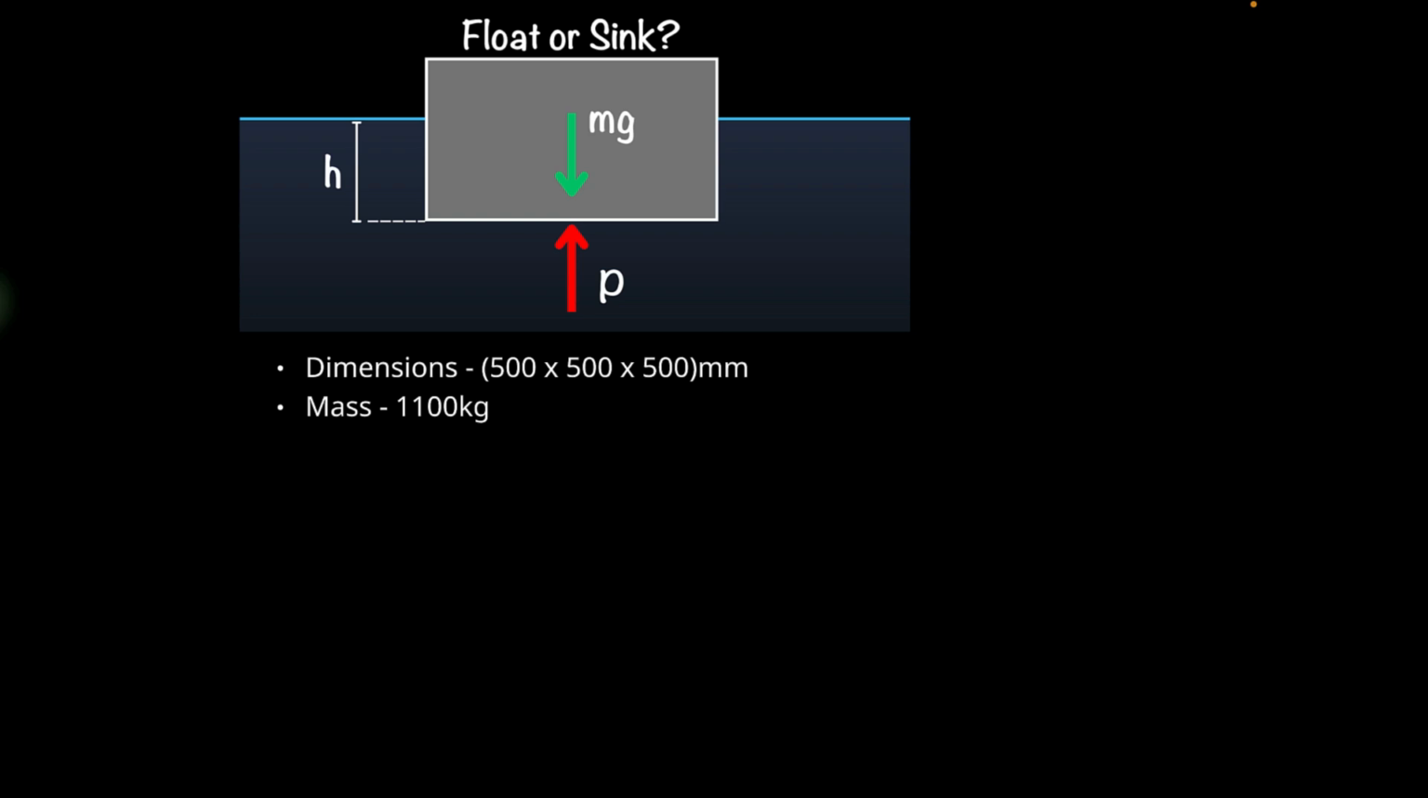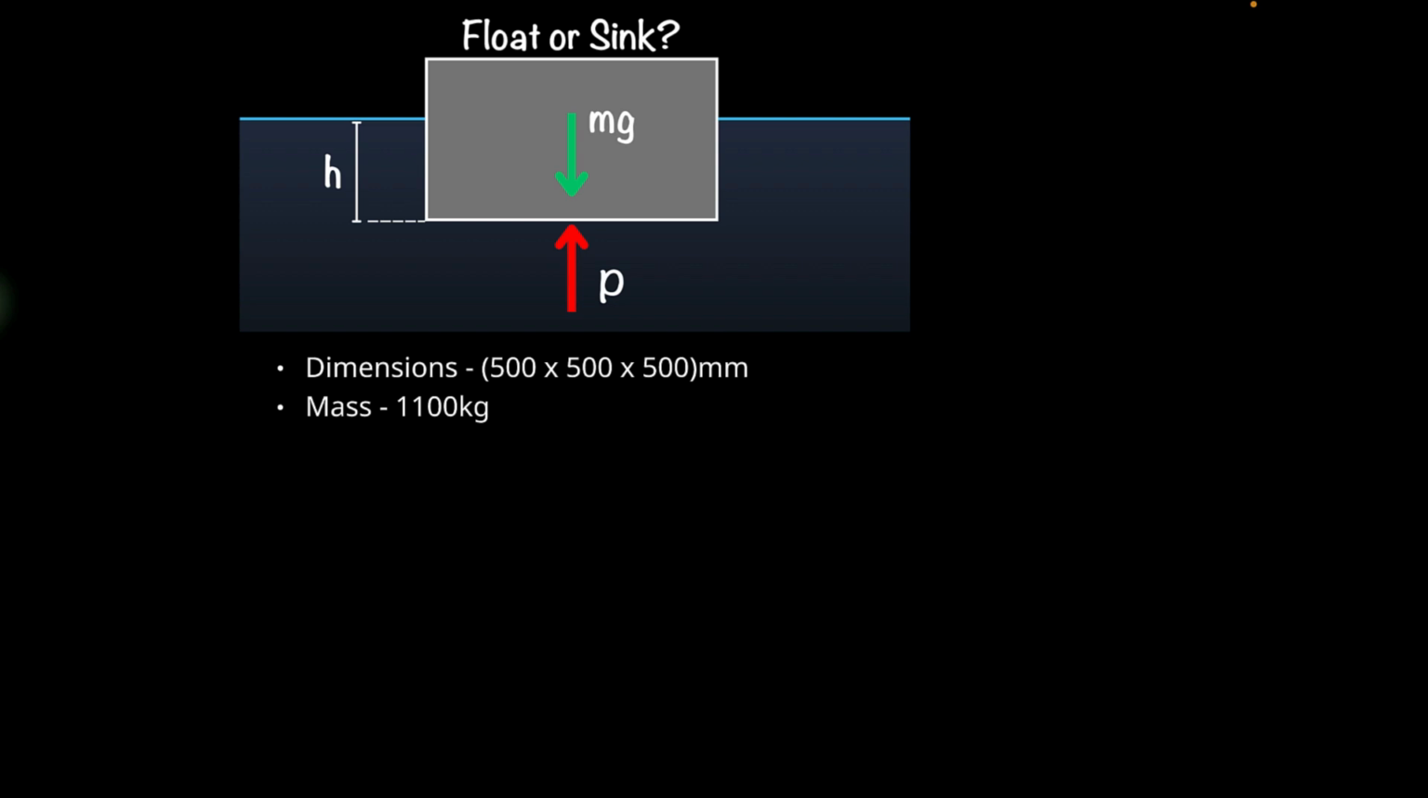So we get these typical questions where we're asked to prove whether or not an object will float or sink, and we're going to use Archimedes' principle to demonstrate how you should go about doing this. Now we have our dimensions for the object that we have in consideration, and it's 500 by 500 by 500 mm. So it's a cube, and we have its mass as well, which is 1,100 kilograms.